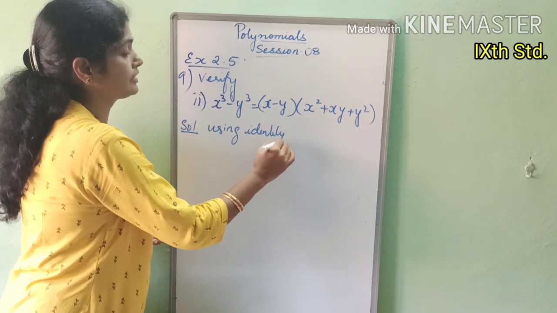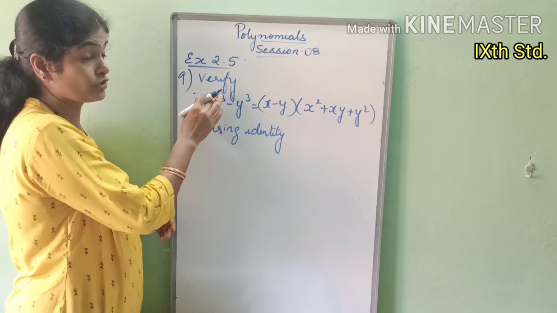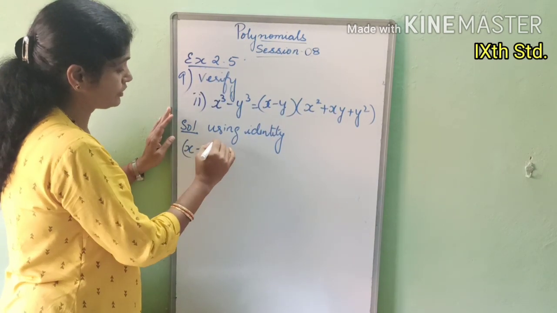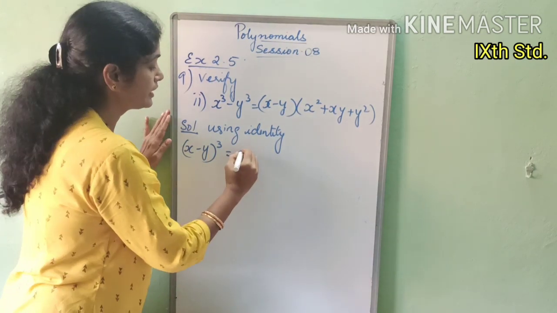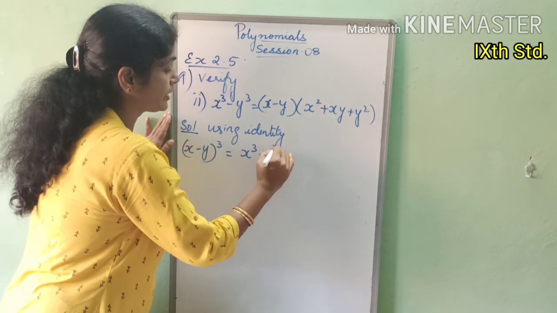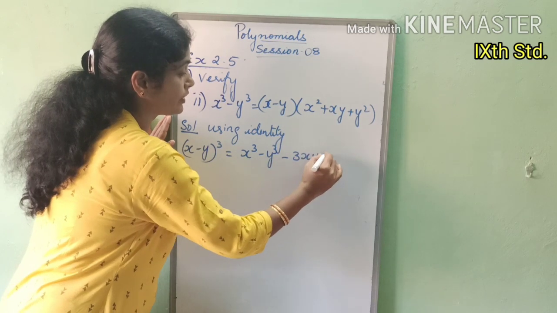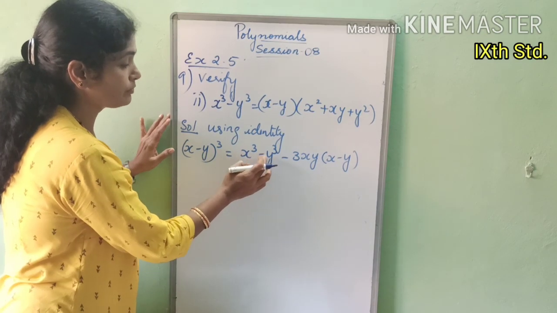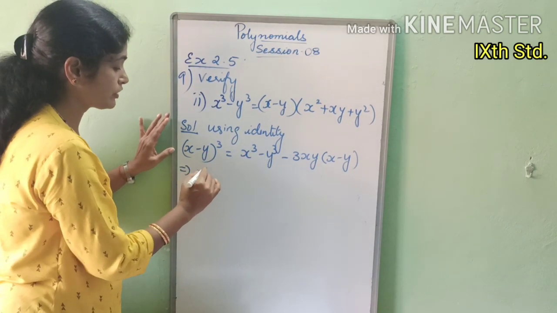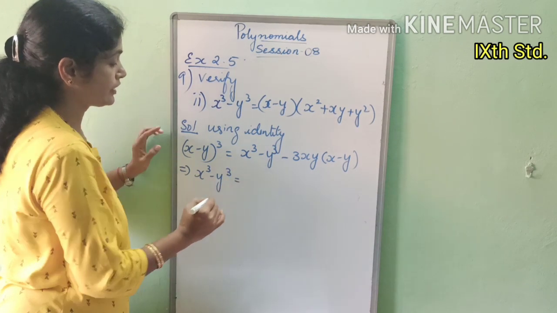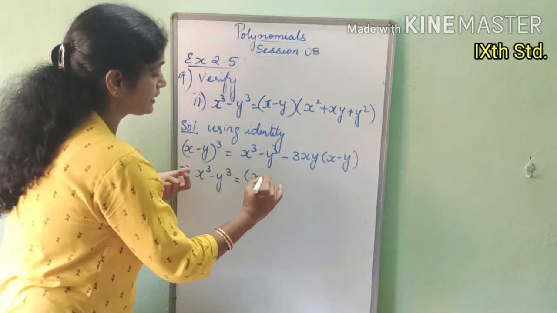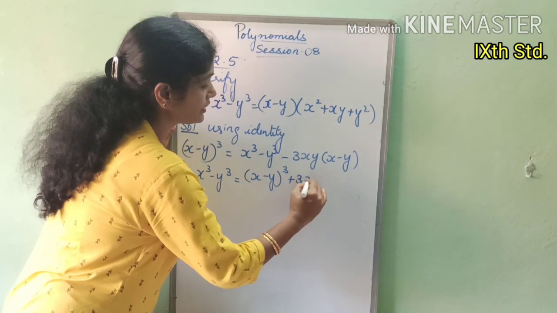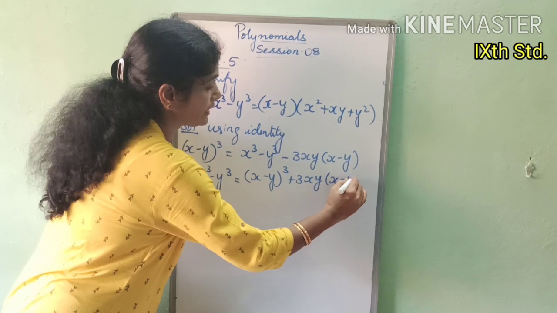With that identity we will try to prove that x cube minus y cube is equal to this, using x minus y whole cube. What is x minus y whole cube equal to? It is x cube minus y cube minus 3 into xy into x minus y. Correct. From this you take out x cube minus y cube. What is x cube minus y cube equal to? x cube minus y cube is equal to x minus y whole cube plus 3xy into x minus y.